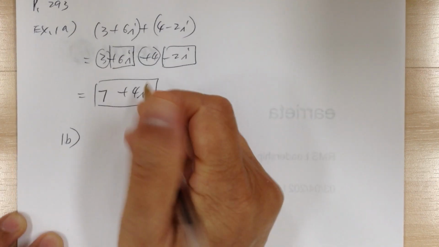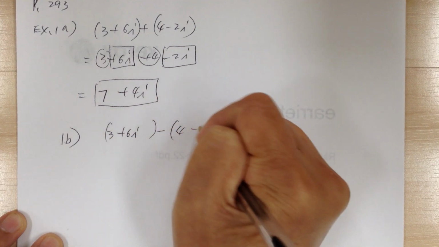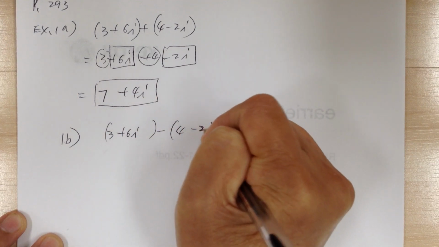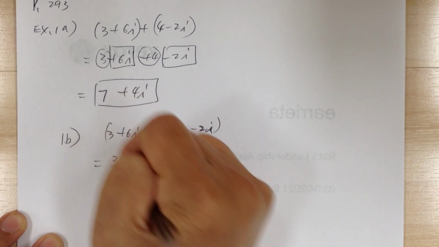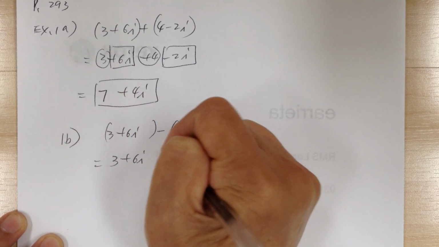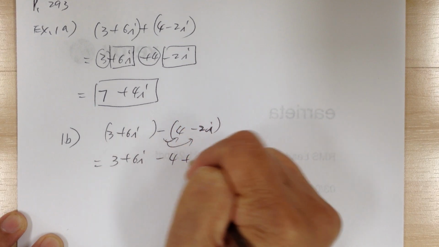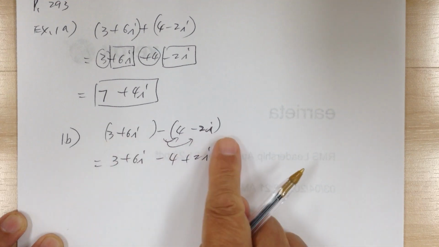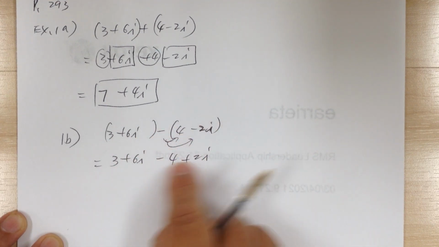Okay, 1b, you got (3 + 6i) - (4 - 2i). So you have to be very careful. There's a subtraction now. So when you drop the parentheses, this one you don't have to do anything. This one you have to distribute. So this will give you minus 4, and it'll be plus 2i. When you have a negative, you have to watch out to distribute.